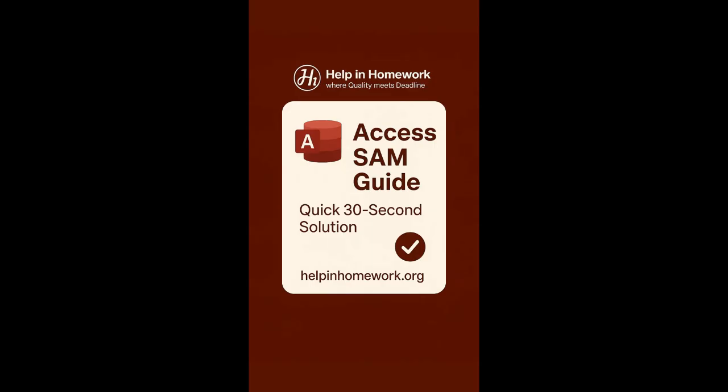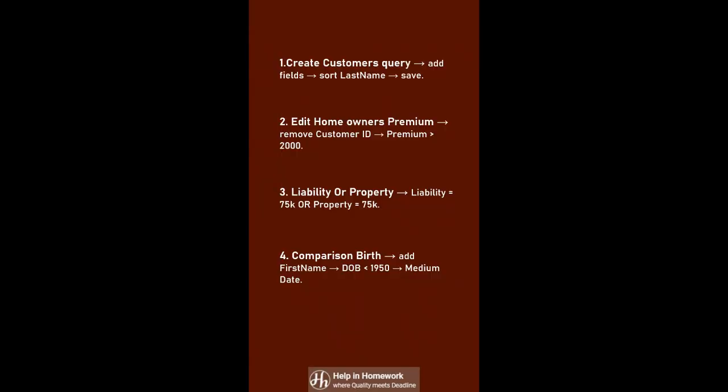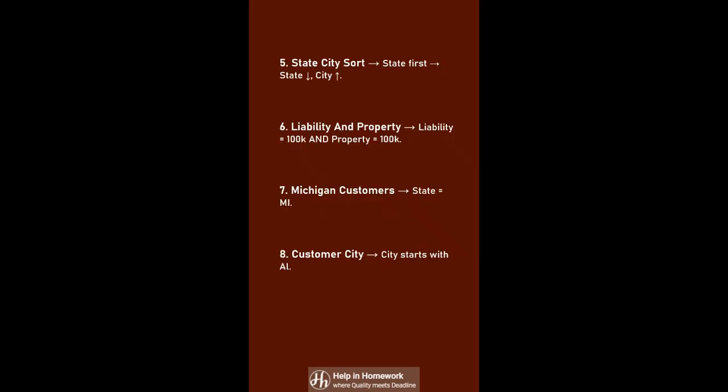Quick access SAM recap. Create the customer's query, add fields, sort by last name, and save. Fix homeowner's premium, remove custom error and set premium over 2000. Update liability or property to show 75K values. In comparison birth, add first name and filter DOB before 1950.